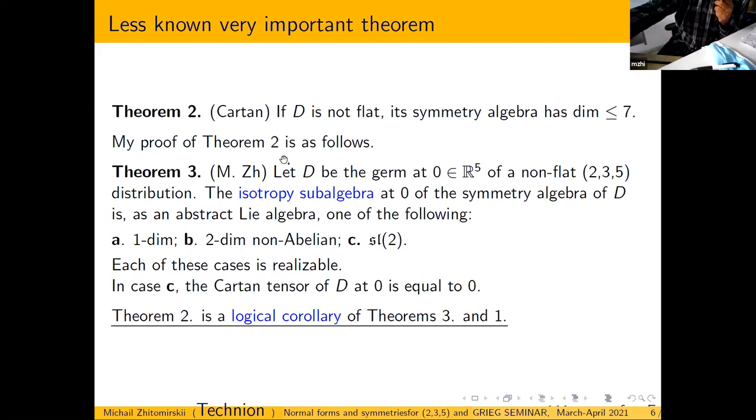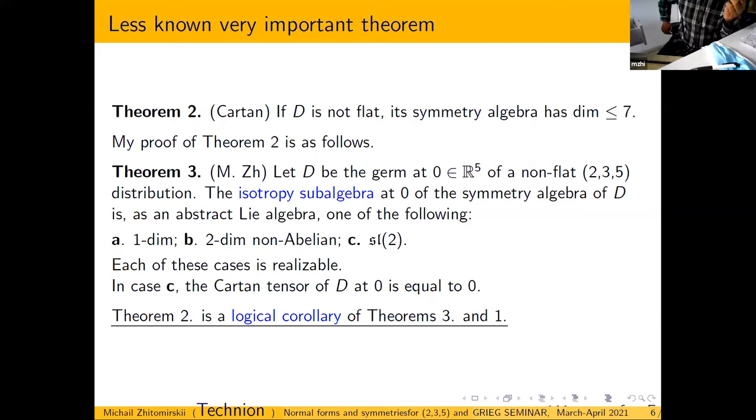Here I do not assume that D is homogeneous. I know nothing, no condition about the dimension of the symmetry algebra. I remind you that the isotropy subalgebra of the symmetry algebra, and everybody knows that it's an extremely important object, consists of... so the symmetry algebra is the algebra of vector fields. We can consider it as an abstract algebra, but a priori it's the algebra of infinitesimal symmetries. Infinitesimal symmetries are vector fields.